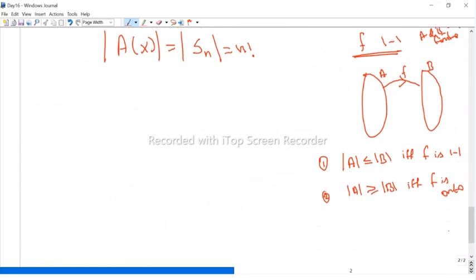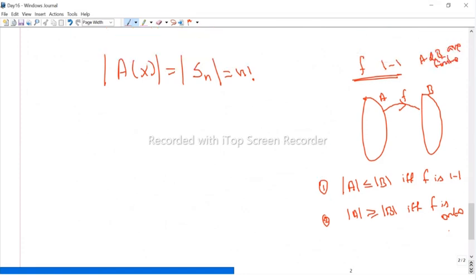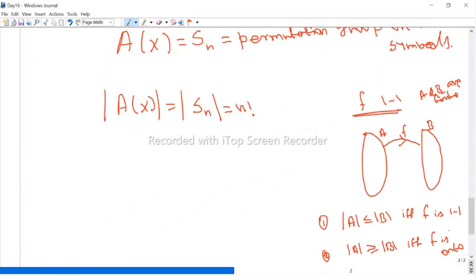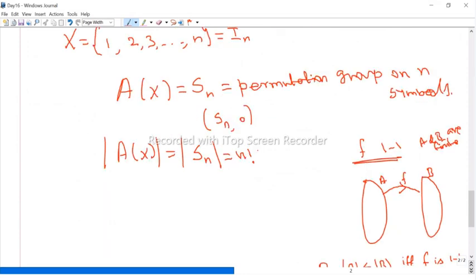So suppose f is both one-one and onto, that is bijective. It means the domain and codomain have the same number of elements in the case of finite sets, not for infinite sets. Therefore, how many bijective functions can we define from n elements to n elements? We can define n factorial bijective functions. Again, here also, what is the operation? This is composition. This Sn, the symmetric group, is with respect to the operation of composition of two functions.